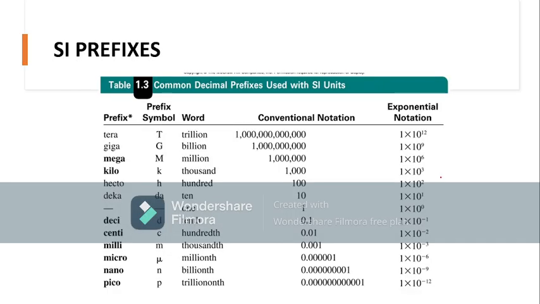So these are the SI prefixes. I think these ones have been discussed already in junior high school or senior high school. So I think you're familiar with the tera, giga, mega, kilo, hecto, deca, deci, centi, milli, micro, nano, and pico.